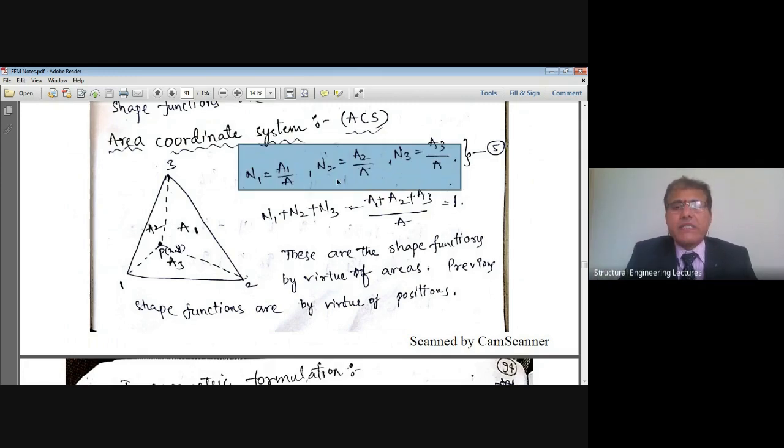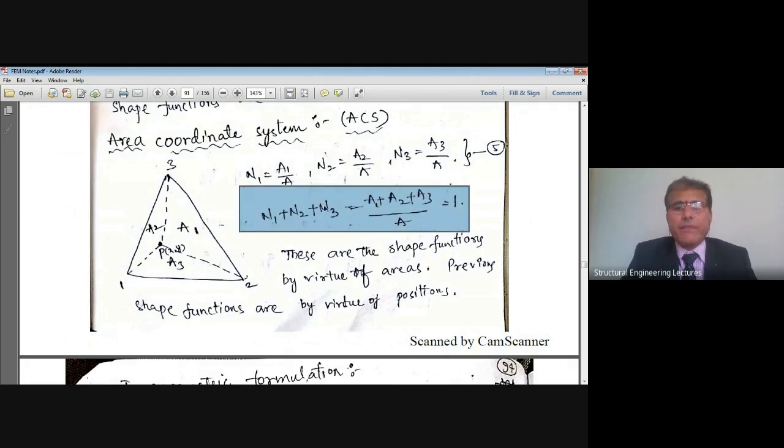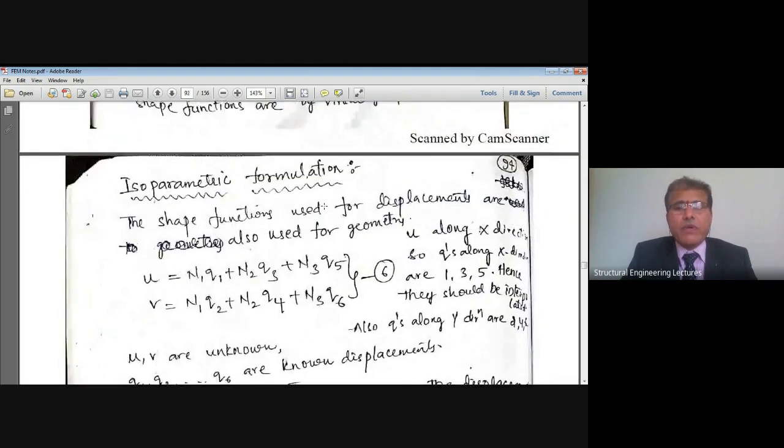right? Always A1 by A, A2 by A, A3 by A are less than or equal to 1 in the worst case, right? That is all given by the fifth equation. And we will also check whether N1 plus N2 plus N3, yes, A1 plus A2 plus A3 divided by A. However, the numerator is also A, therefore A by A is equal to 1. Hence, the check is that the summation of all the shape functions must be unity. That is how we got a check.